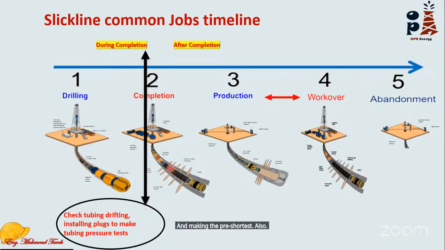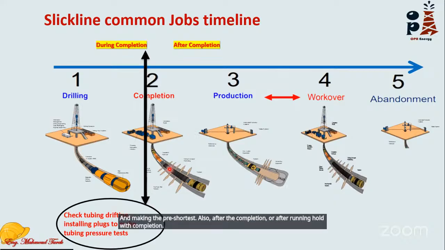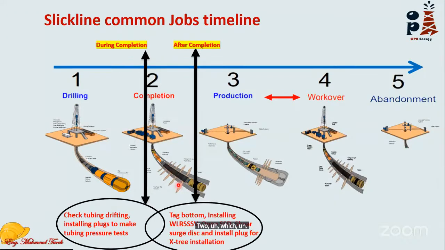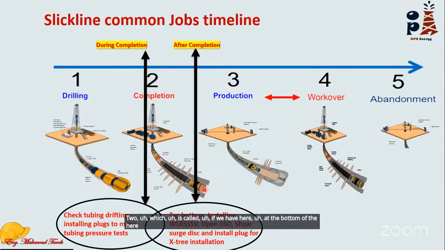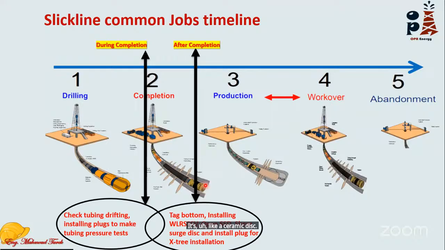Also, after running in hole with the completion, we have here at the bottom of the tubing what is called a surge disc. What is a surge disc? A surge disc is like a ceramic disc installed at the bottom of the tubing to facilitate the pressure testing, rather than using the plugs.